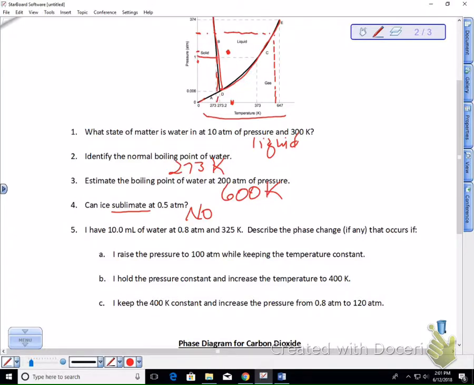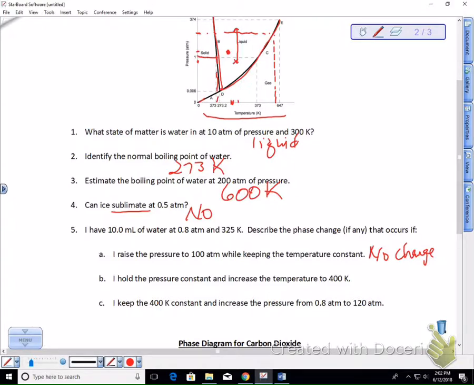Hang on a second. We are at 325, so let's go find that temperature. So we're currently about right there. So keeping that temperature constant, I'm going to raise the pressure and go up. So no change. We started as a liquid and we stayed a liquid. All right, let's go back to that beginning X there.